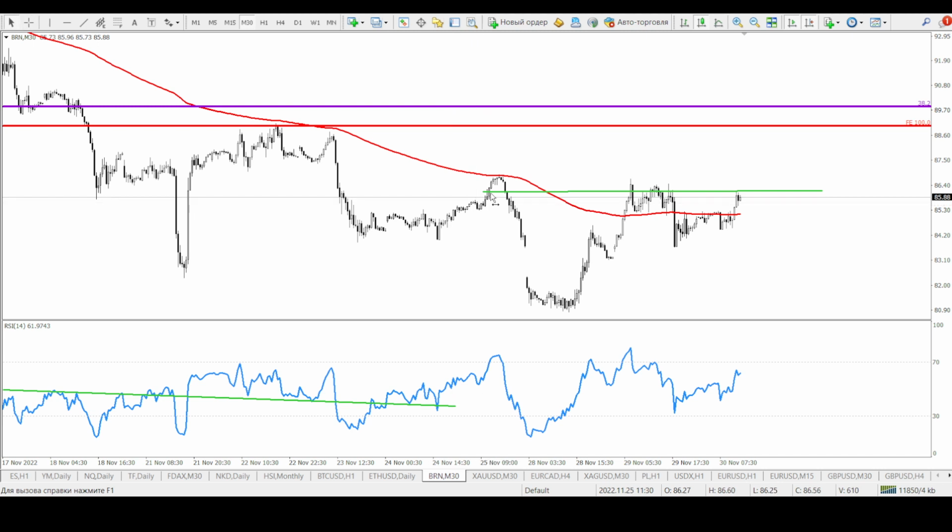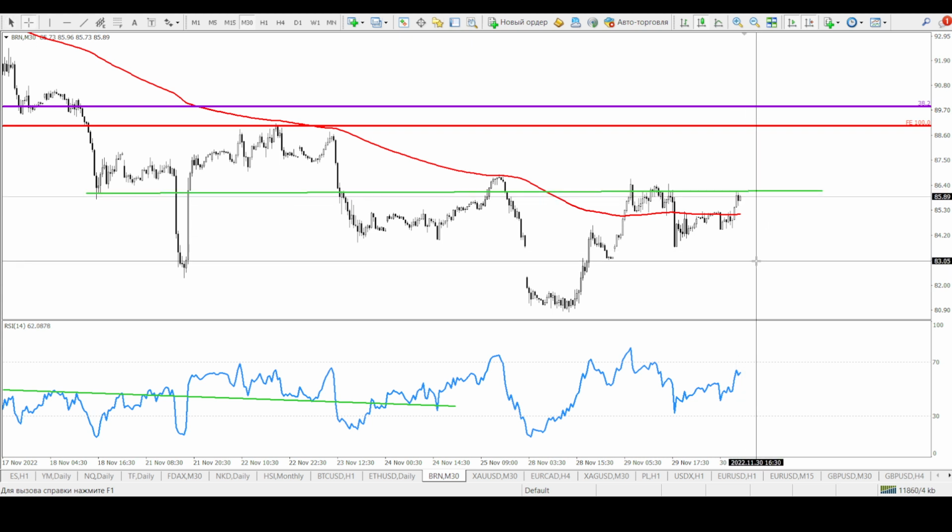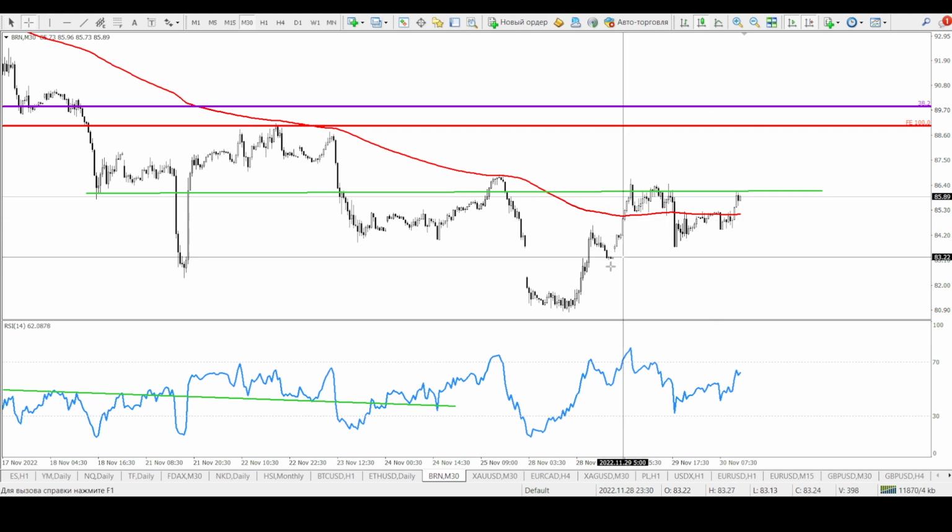It looks like this is a good level. Pay attention to this level. It looks like a good one. So if they give a rebound from here, you may try to sell down to 83. Why 83? Because there was a gap, and you can try to sell down to this gap cover.